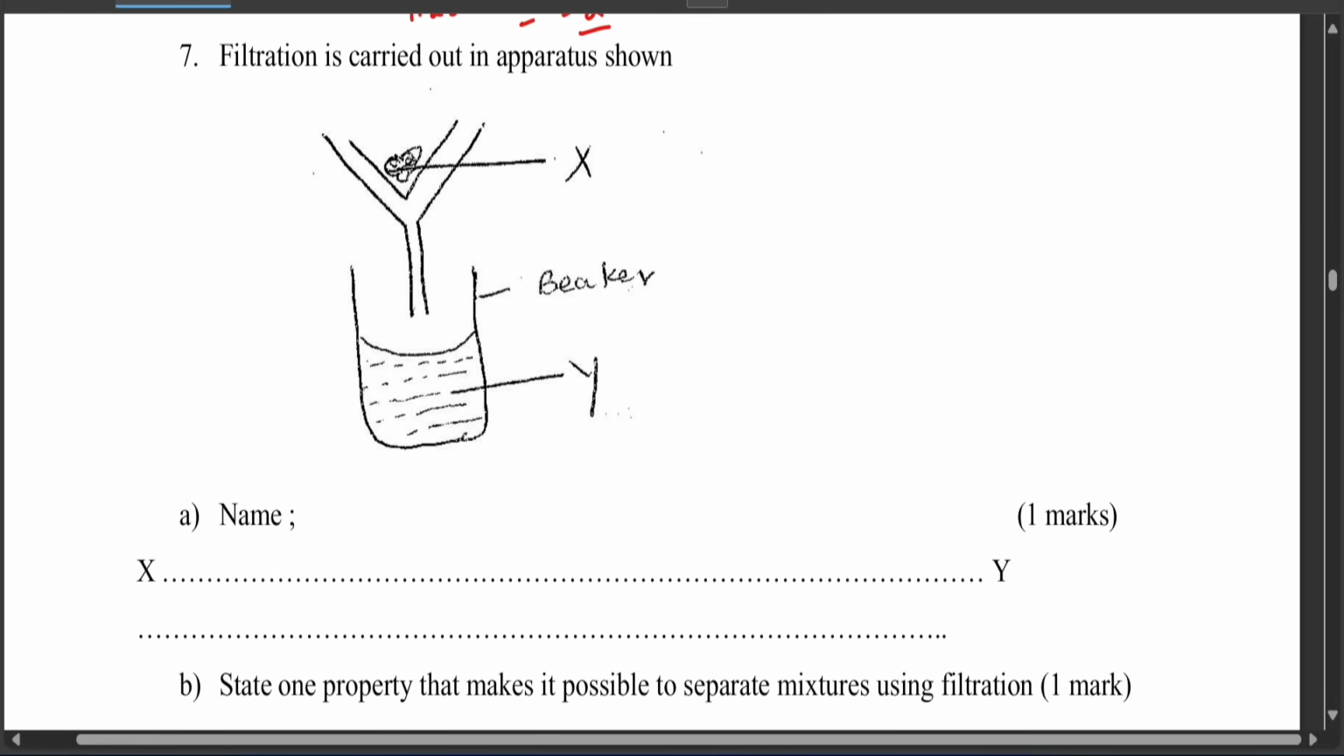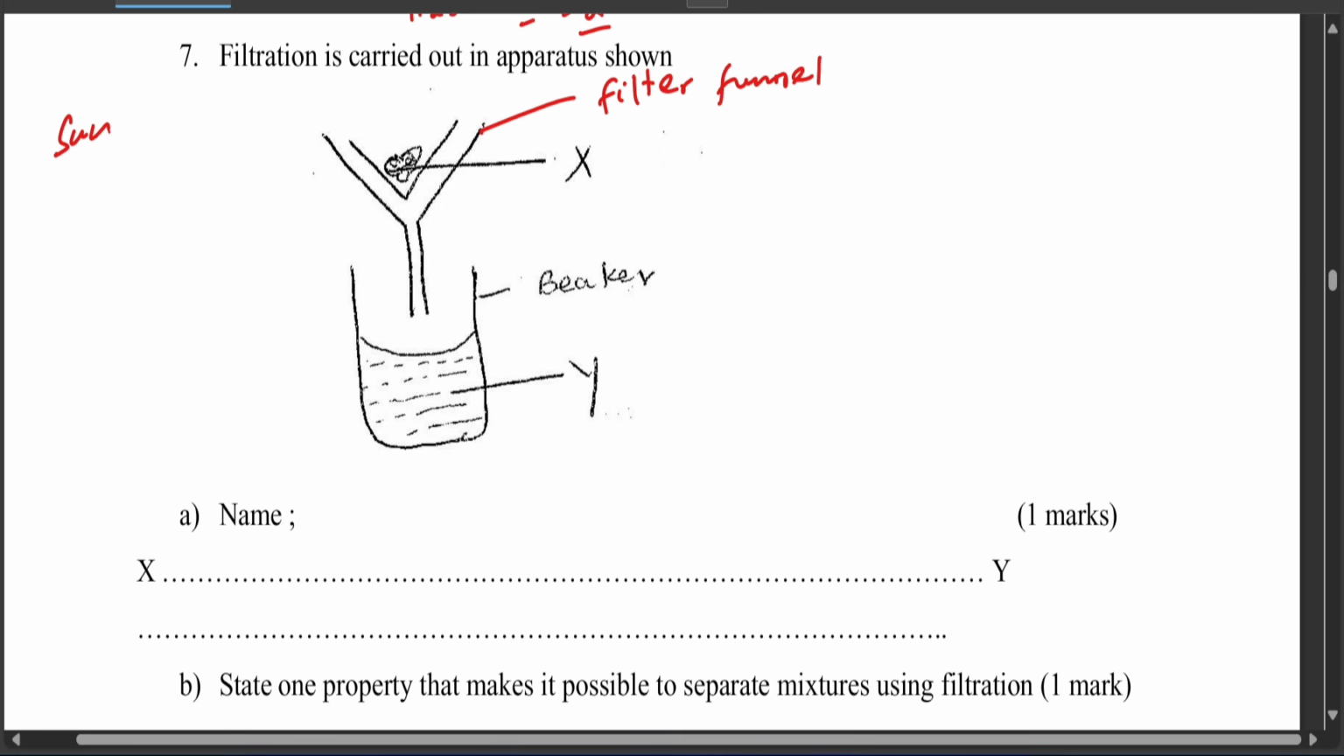Question 7. Filtration is carried out in the apparatus shown below. So this is filtration. Now we have something called a filter funnel, which is this. This is the filter funnel, in case you don't know. Now, what is the process of filtration? Filtration is used to separate insoluble substances, I think, most of the time. One that dissolves and the other one that does not dissolve in a solvent. So it is mostly used to separate those two.